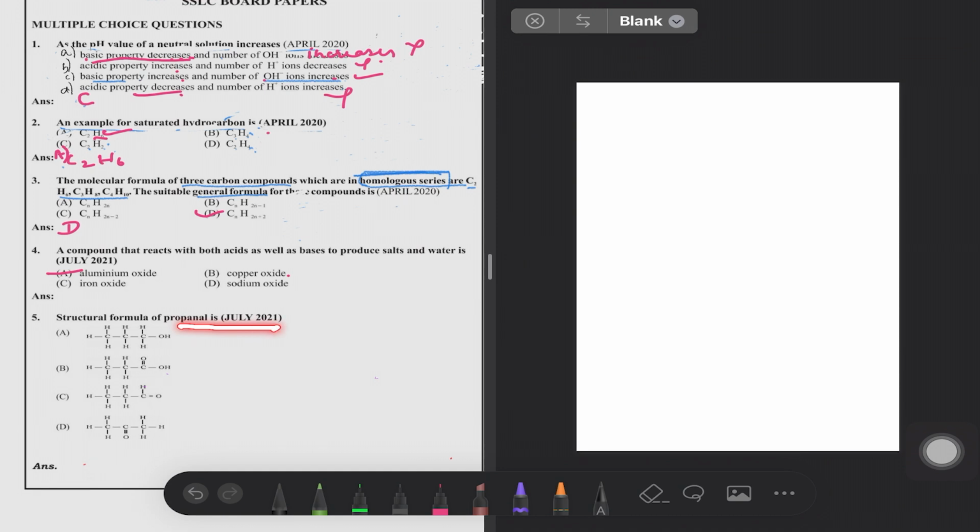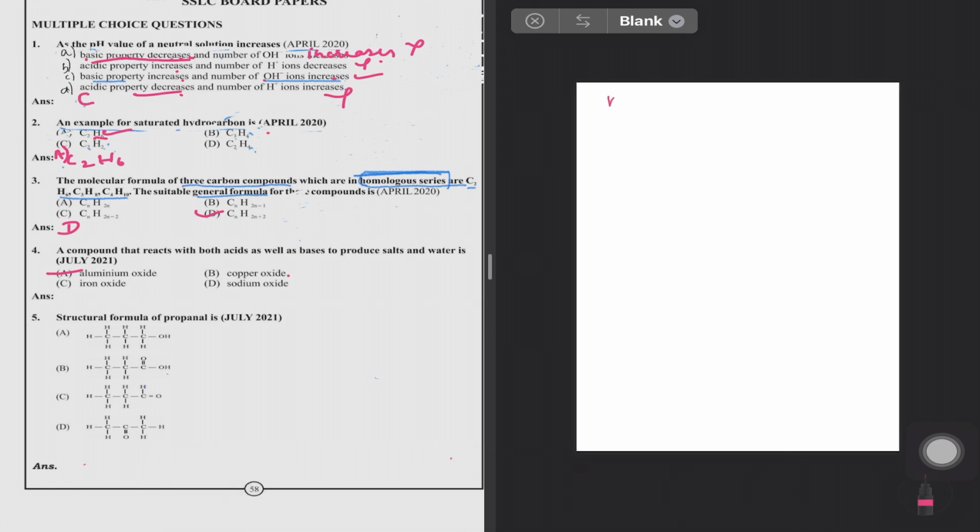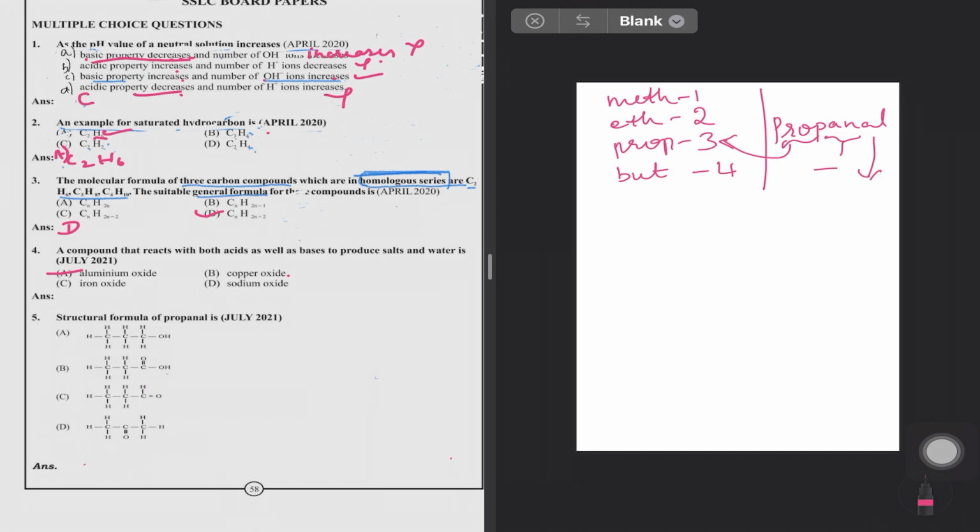What is the structural formula of propanal? So there are options given. Before that, we should know the basics. Keeping these basics in mind, meth means 1, eth means 2 carbon atoms, prop means 3 carbon atoms, but means 4 carbon atoms. So what is the compound we have been given? Prop-an-al. Prop means 3 carbon atoms, an means single bond, al means it is an aldehyde group.